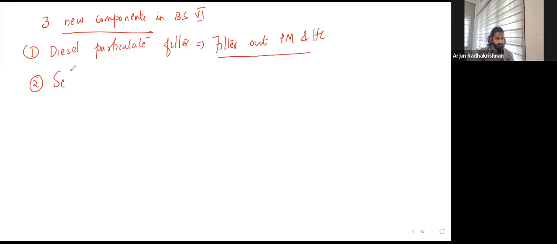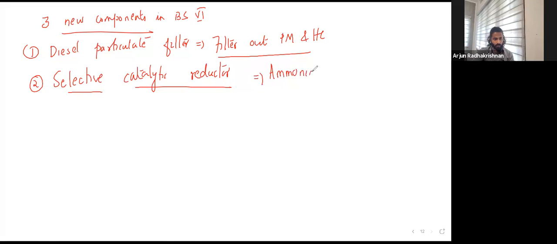Second, we have the selective catalytic reductor, which is an ammonia solution chamber, and it filters out nitrous oxide.